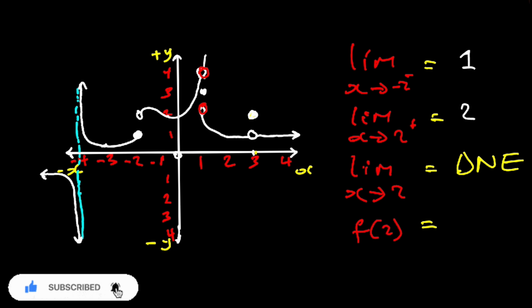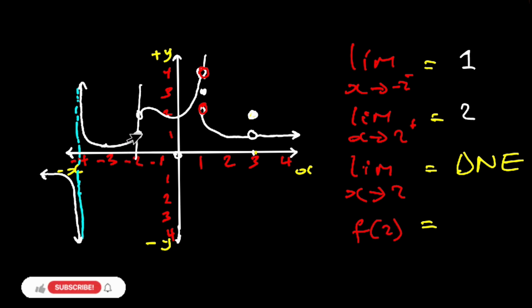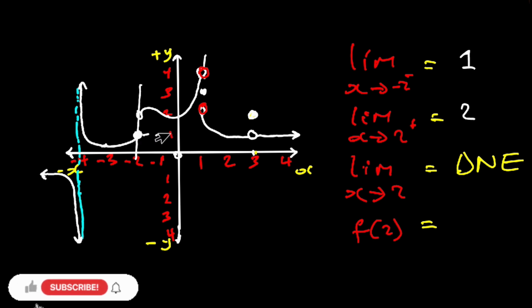So let's find f of 2. At what point here do we have a closed dot, a closed circle? So here it is, and it corresponds to a y value of +1. So f of -2 is equal to 1. Sorry, this is f of -2 is equal to 1.